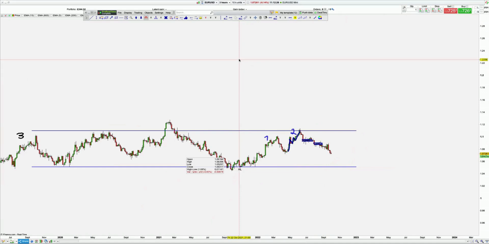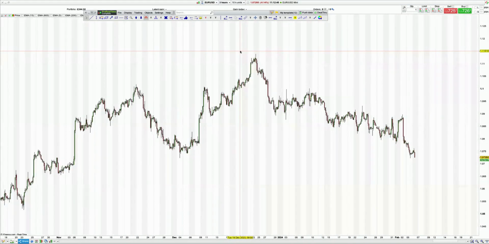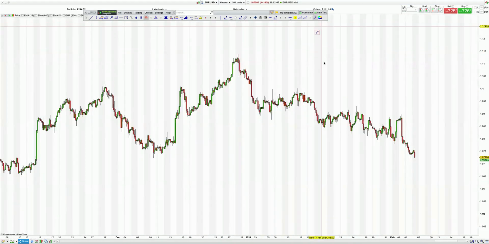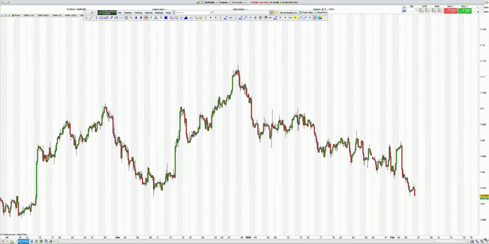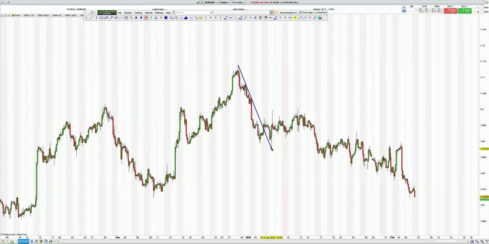Let's get on to a time frame where I can illustrate how I'm looking at my entry. I'm looking for ABCD patterns. ABCD patterns do exist on all time frames. Let me just draw one out and label it up for you.